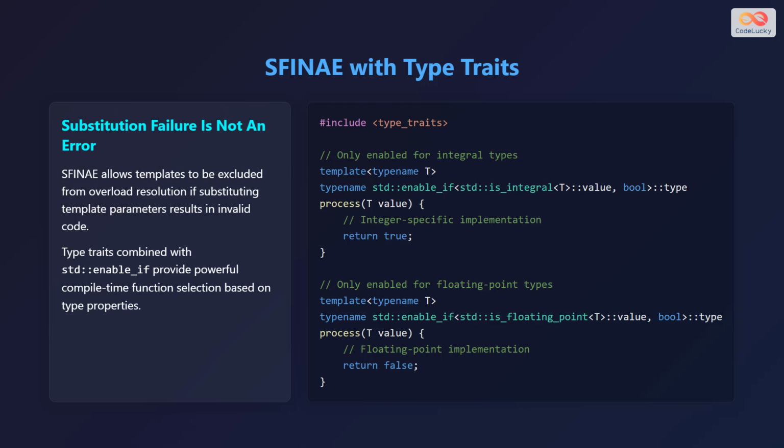Here's how we can implement it with code. First, including the type_traits header. You can create a template that is only enabled for integral types using std::enable_if and std::is_integral. This ensures that the process function is only available when T is an integral type. Similarly, we can create another template that is only enabled for floating point types by checking if T is_floating_point. This directs the compiler to choose the appropriate function overload based on the type of the input.